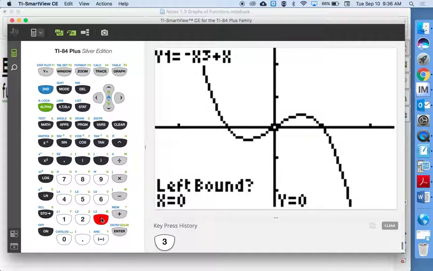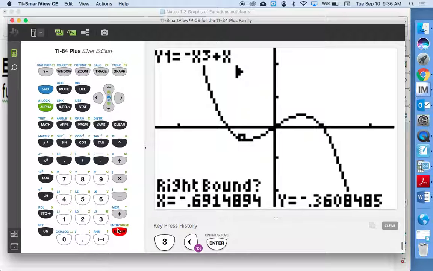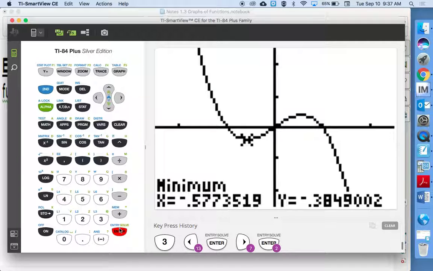So if you hit the min button, you need to arrow over that little cursor. The left bound means it needs to be on the left side of the minimum location. So my minimum location is somewhere around here. I need to make sure I'm slightly left of it. And then you hit enter. The right bound means I just need to be somewhere to the right of the lowest point, because we're getting those values that are surrounding the lowest point in the calculator. And then hit enter, never do anything for guess.